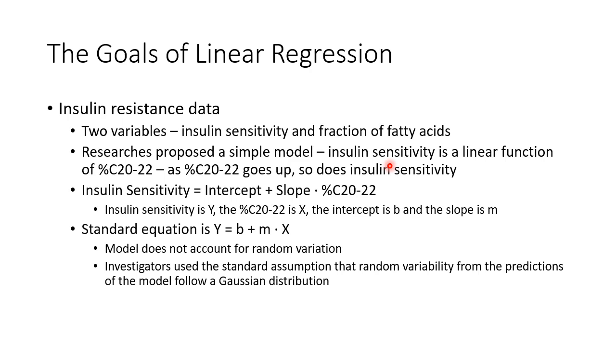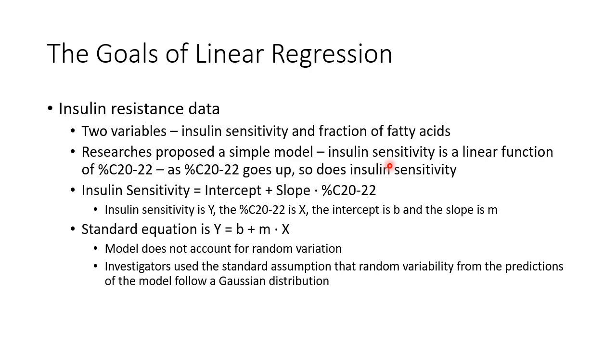So again, I'm changing that value, or I'm organizing the data based on that value, whereas the insulin sensitivity is going to be the dependent variable on the y-axis. Dependent just means that it's going to be contingent on the change in my independent variable. Okay? So as I'm changing that percentage of C20 to 22 fatty acids, I'm going to see a dependent change in the insulin sensitivity there.